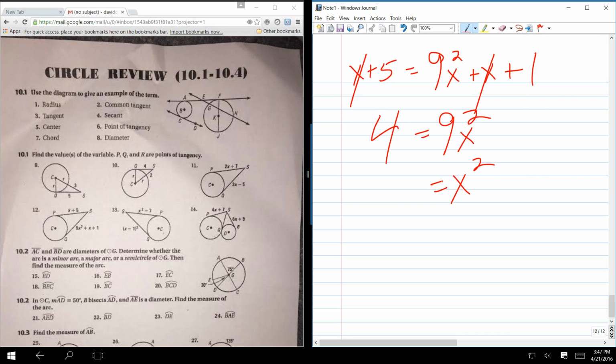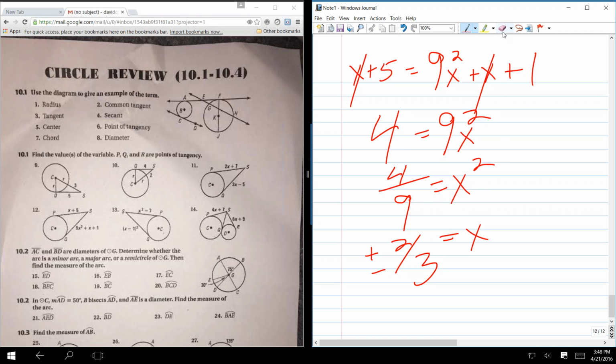4 over 9 equals x squared, and then square root of that. 2/3. No. What? It's plus or minus 2/3. But don't you have to square root? Whenever you solve an equation by taking the square root of both sides, you always, always, always begin your answer with plus or minus. Everybody forgets, and I'm not kidding you, 95% of my students forget the plus or minus. And you can't. It's part of the answer.